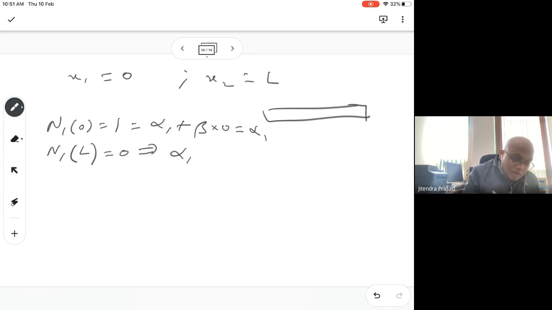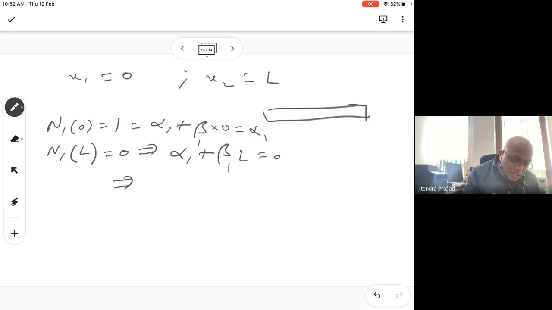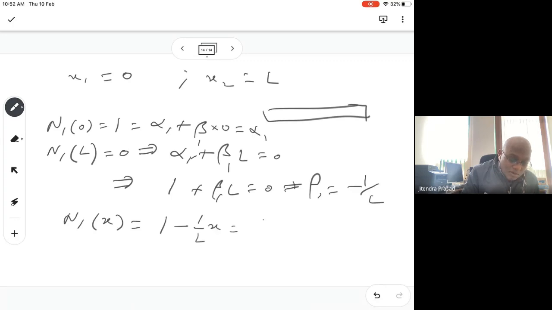That really means alpha 1 plus beta 1 times L is equal to 0. So beta is equal to, what do we get? Minus 1 by L, correct. So alpha 1 equal to 1, plus beta 1 times L is equal to 0, and beta 1 equal to minus 1 over L, and hence N1x is given by alpha 1, which is 1, and minus 1 over L, which is beta, times x. So 1 minus x over L.